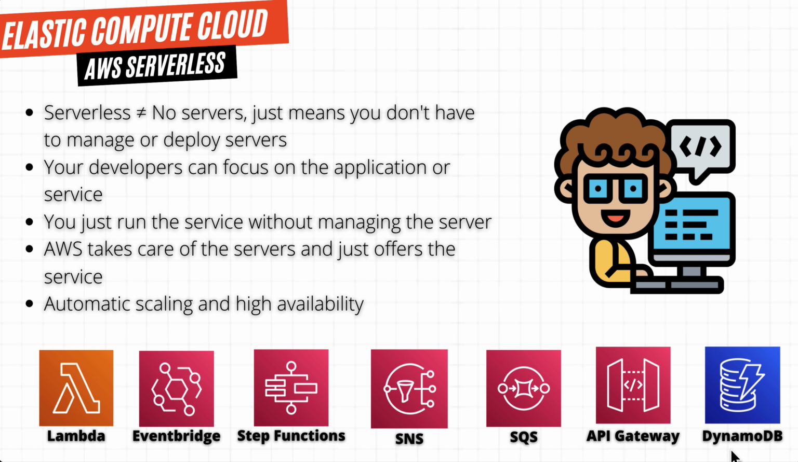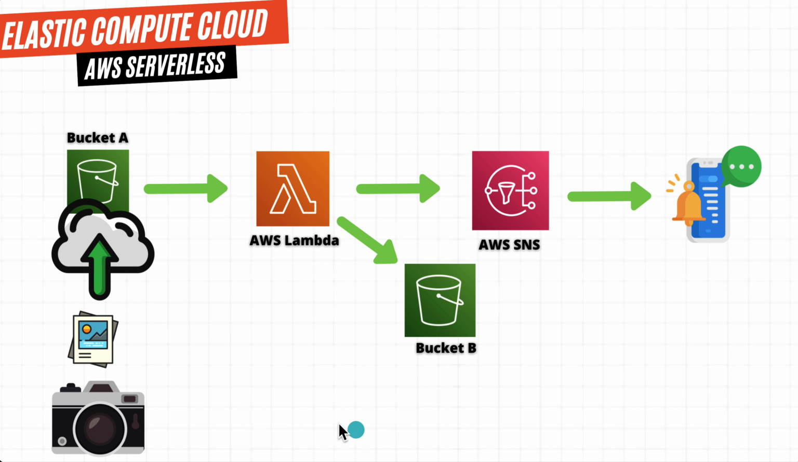and many more. So let's say we have an S3 bucket called Bucket A, where we upload photos. Once we upload the photos to the S3 bucket, that sets off a trigger to start a Lambda function to process any new images in the bucket. The Lambda function in this scenario resizes the images to make them more mobile friendly. Once the Lambda function is done resizing the image, it stores the resized image in bucket B.